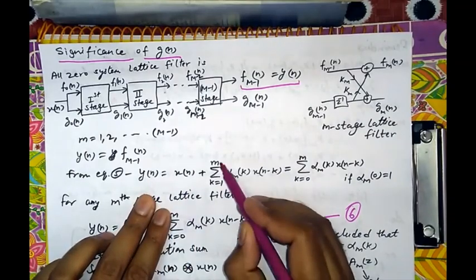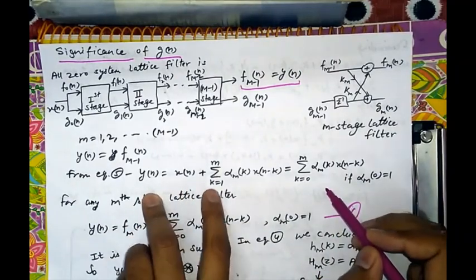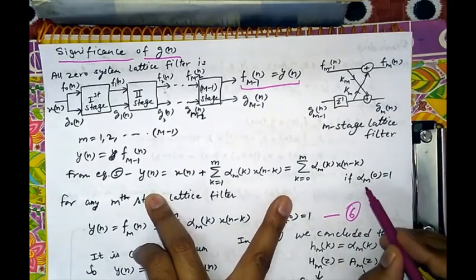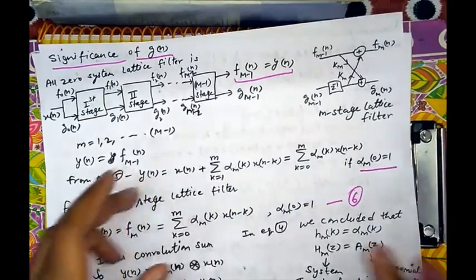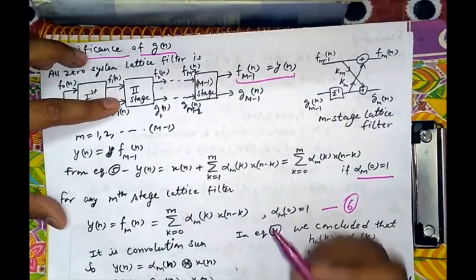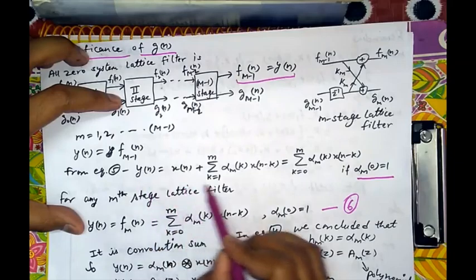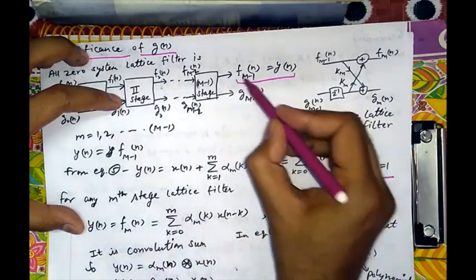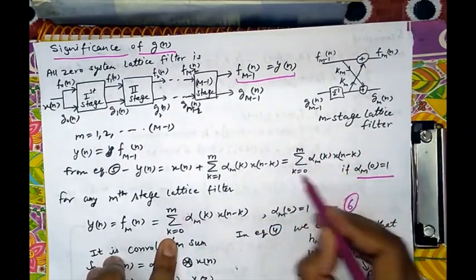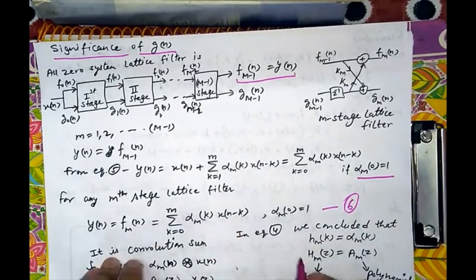yn is equal to the sum over k from 1 to m of alpha mk xn minus k, and when we have assumed limits k equal to 0 to m, then it was the sum from 0 to m of alpha mk xn minus k, if alpha m0 equals 1, the initial condition assumed. It was just reminding you: for any mth stage lattice filter, suppose yn is equal to fmn. We know very well, okay, so yn equals fmn, k varies from 0 to m, alpha mk xn minus k, with alpha m0, the initial condition, equal to 1.